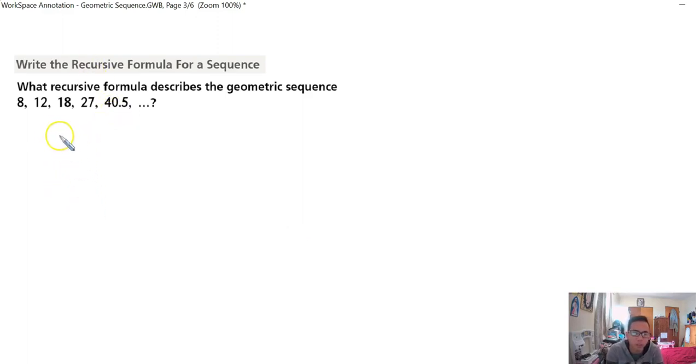We all know from the previous discussion about recursive formulas that when we are writing a recursive formula, we have a sub n, the nth term, equal to r, which is the common ratio, multiplied by a sub n minus 1, the previous term. So first, we have to find the common ratio.